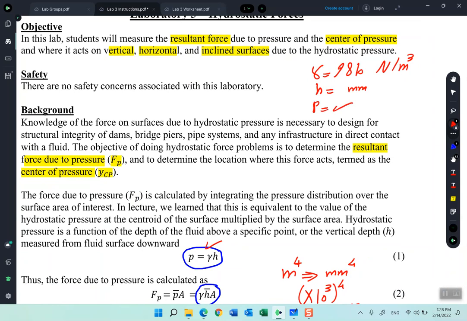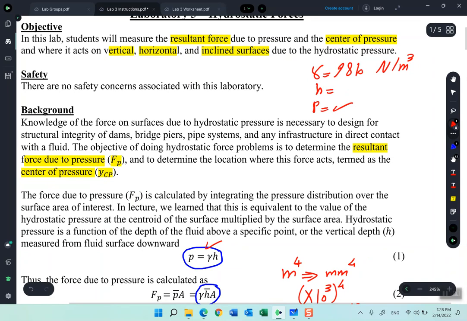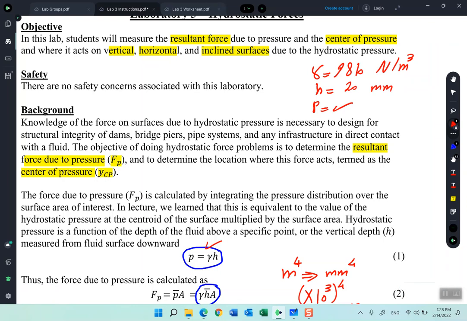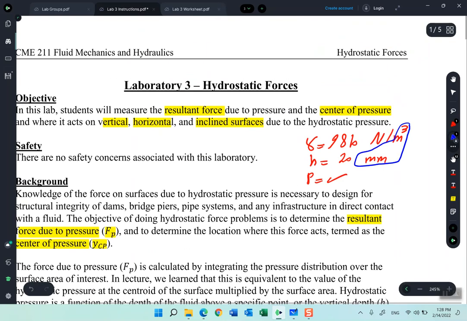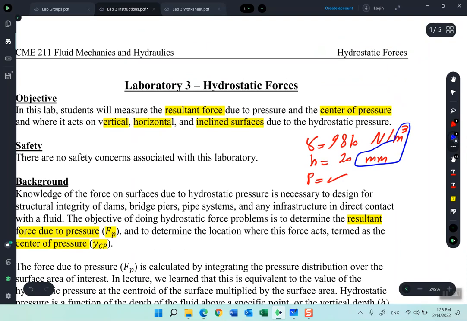Do you think you will multiply? So, for example, if we have h of 20 millimeter, do you think to get the pressure we multiply 20 by 9810 and get the result? This is totally wrong because you have different units, specifically different length units. So you should do this conversion. And why am I saying that this one is a little bit challenging?